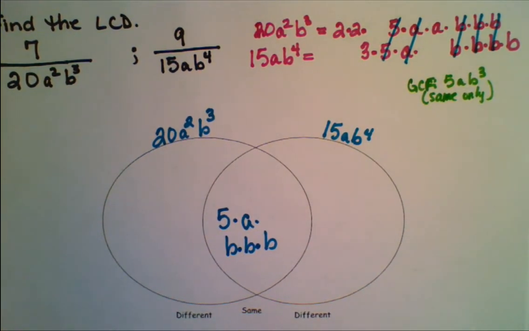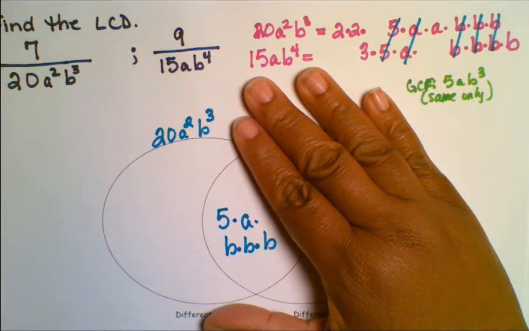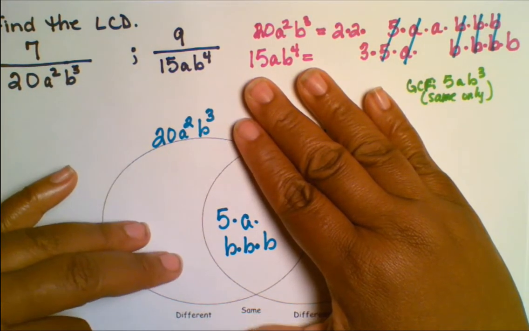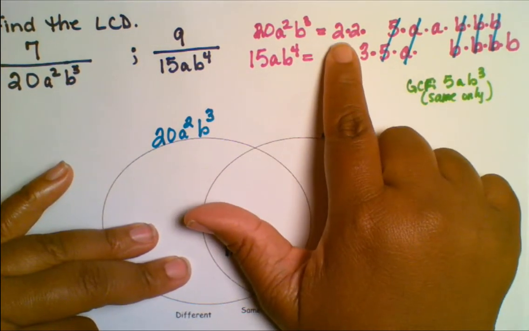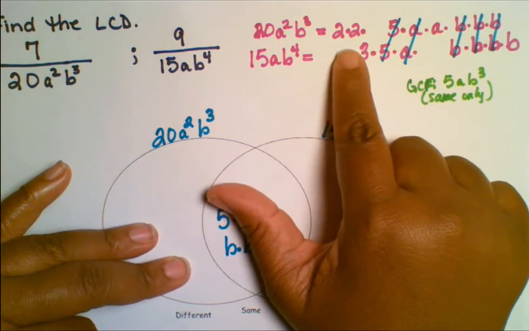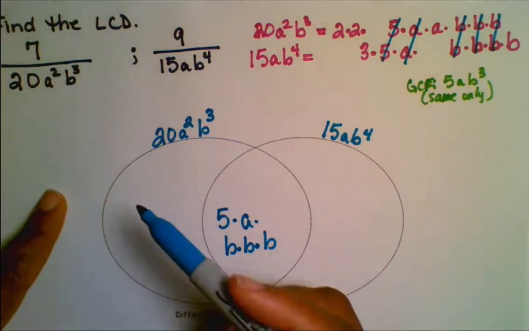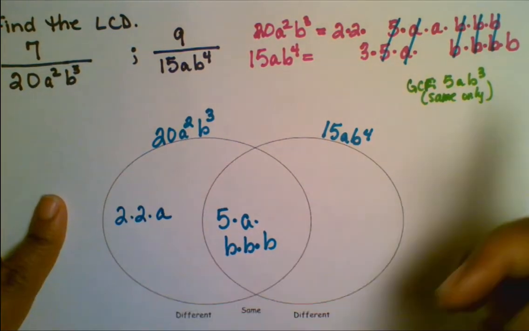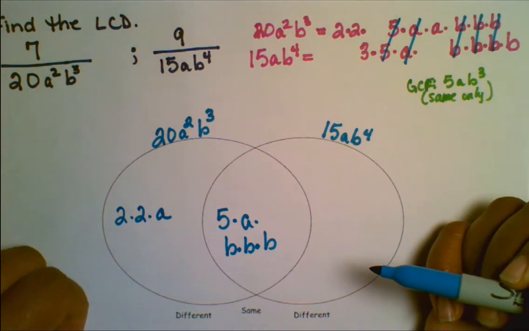What is different? Using the Venn diagram, my first circle needs to represent 20a squared b cubed. So you're saying, okay, what is missing? We're going to include that in the different portion of this circle. Let's go back. What did we do to our prime factors? What did we not cross out? We didn't cross out a 2 and a 2 and an a. So that would be what's different for the 20a squared b cubed.